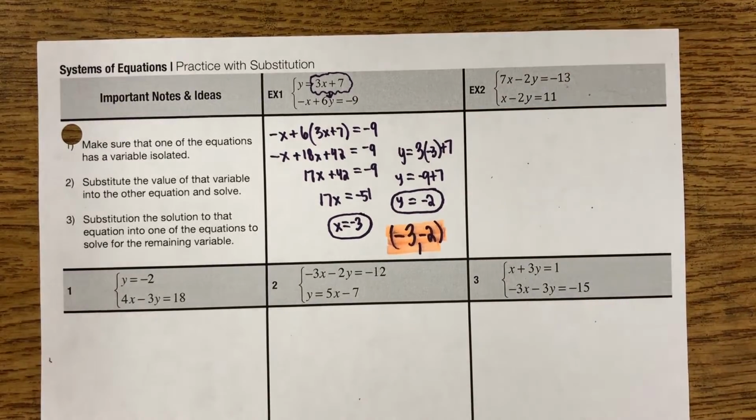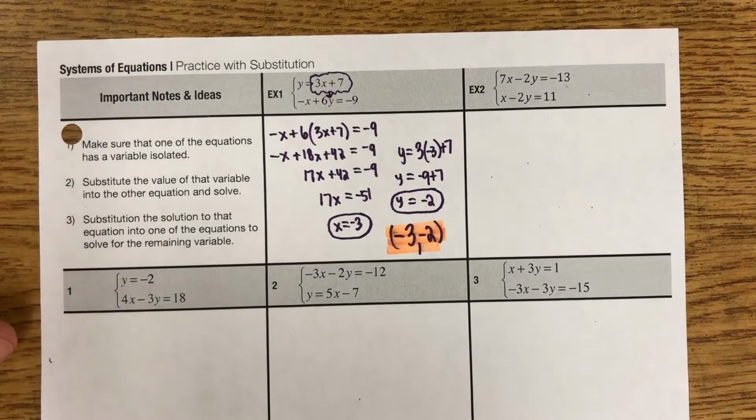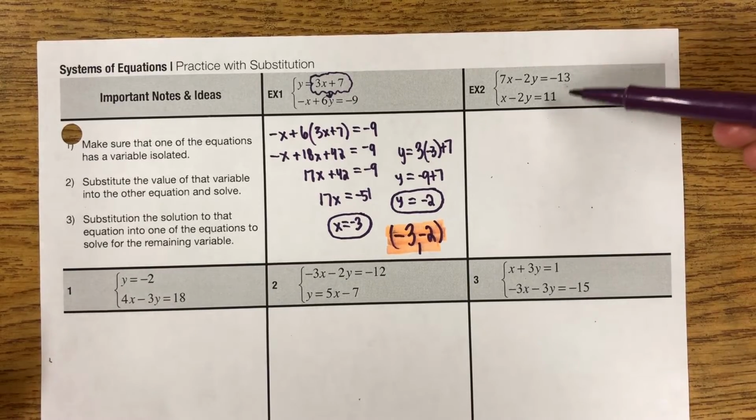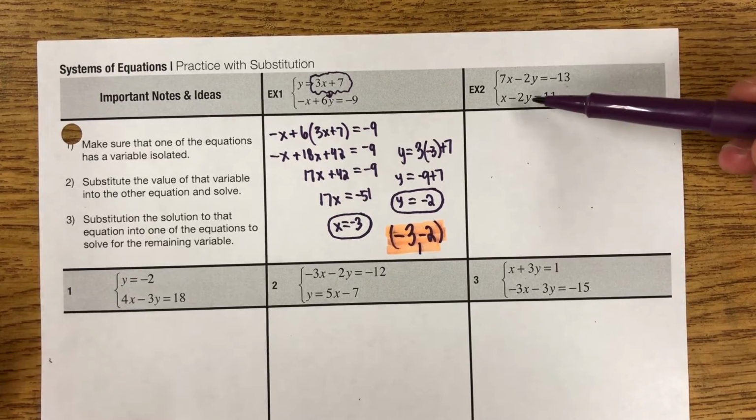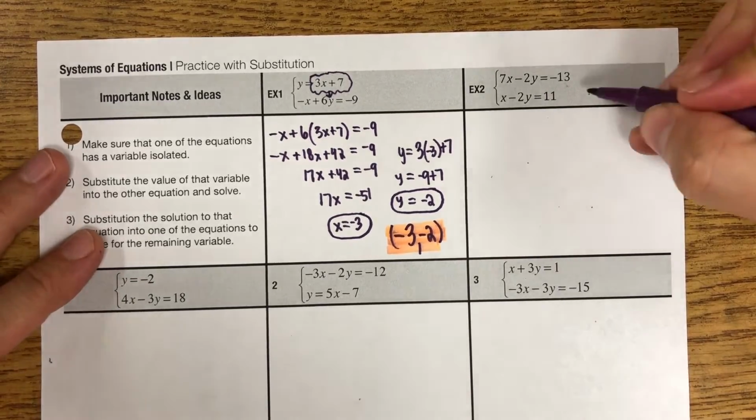On the second example, you'll notice that neither of the equations have a variable that's isolated. So this is kind of inconvenient, and in most of these instances, I'm sure you'll want to use elimination. But because this is practicing with substitution, we're just going to kind of roll with it. So when I look at my 2 equations, the bottom one definitely looks like it'd be easier to isolate a variable. So on the bottom equation, I'm going to go ahead and isolate x.